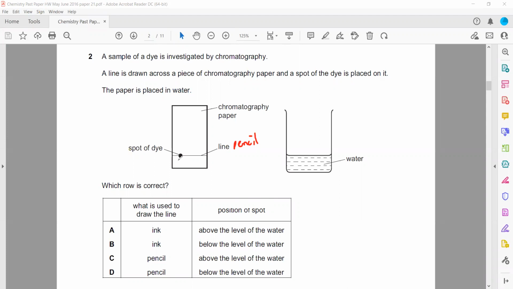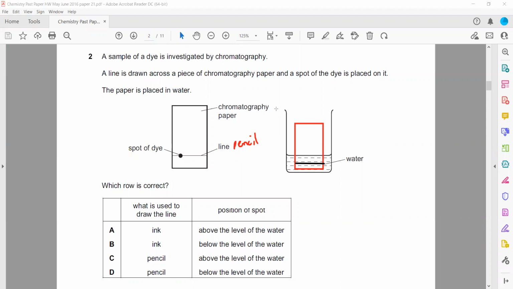And the position of the spot. When we place this chromatogram, the solvent level should be below the origin. Otherwise, if we completely submerge the spot of the dye, for example if a student is doing chromatography and completely submerges the origin, then what will be the result?